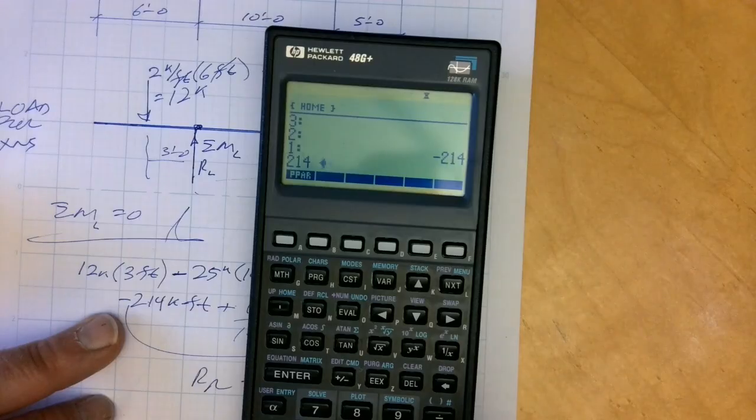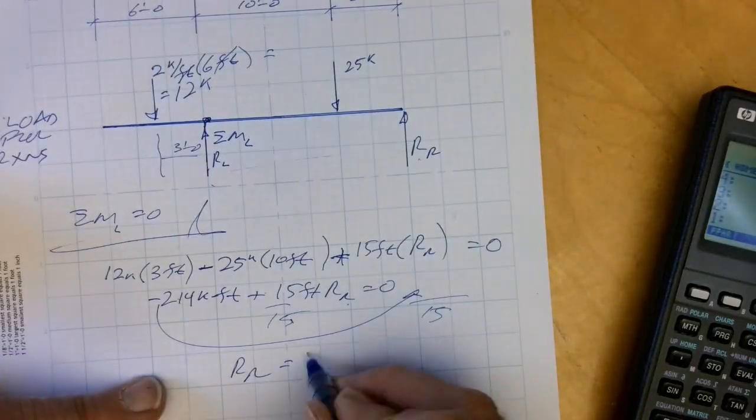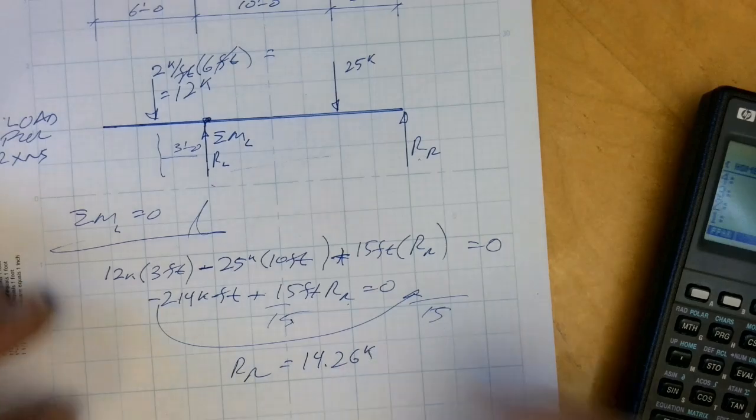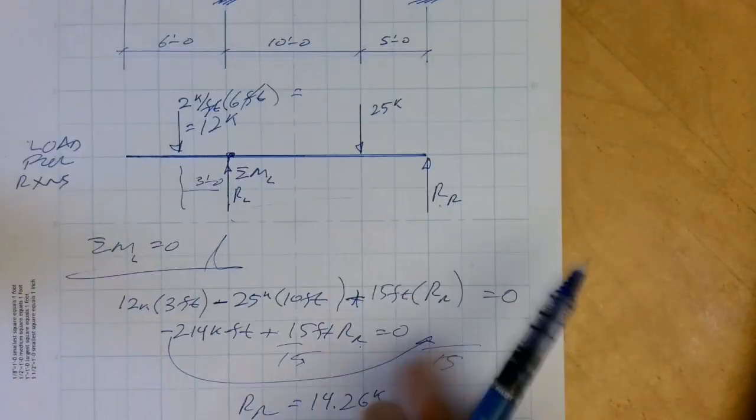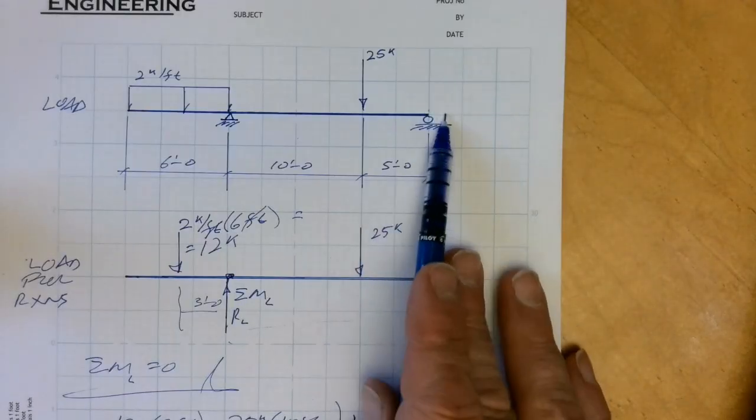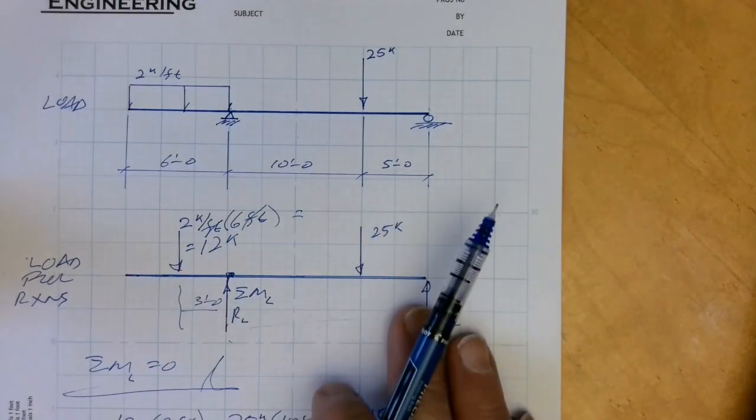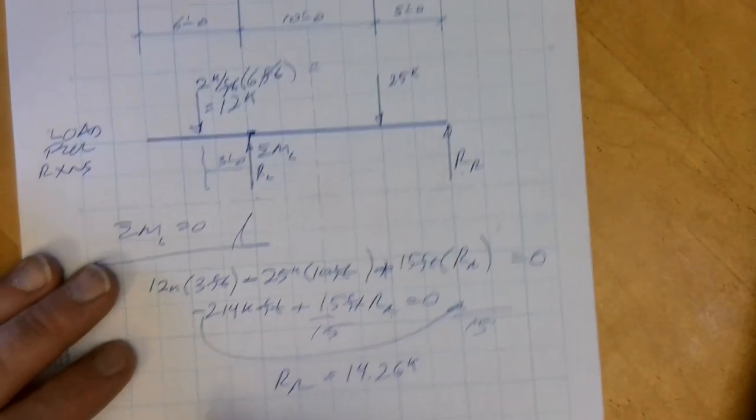214 divided by 15, that's 14.26. Okay. Now, I'm going to do some moments about the right-hand side now, over here. And then I'll do sum of forces in the y to check myself, just to be a little extra thorough.